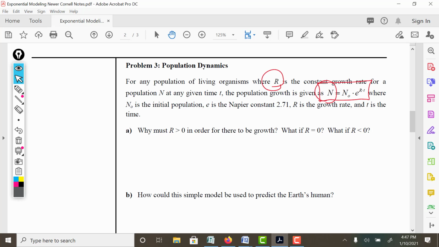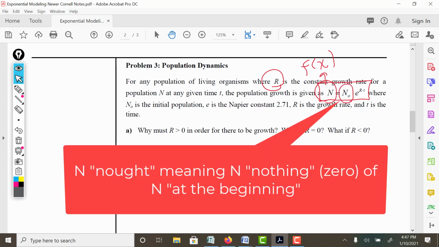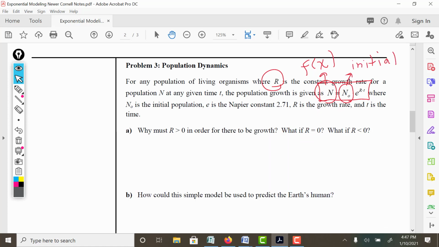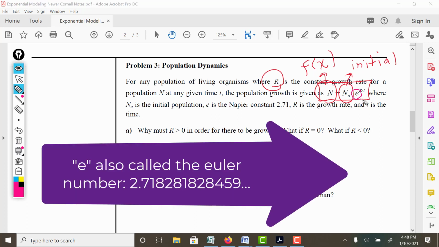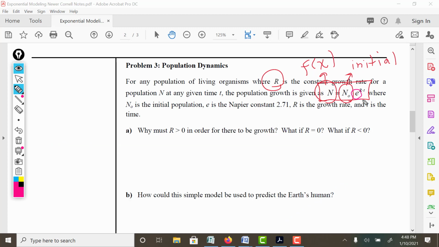N is pretty much like our f of x from the last model that we showed you. N naught would be the initial population, the population that is growing, right? And in this case, we actually have something very special going on, a built-in growth rate right there, E. E is, in some books, called a Napier constant. It's a number similar to pi, but we also have, in the exponent itself, this growth rate R, which will be an actual population's growth rate as a percentage, which we would then convert to a decimal.